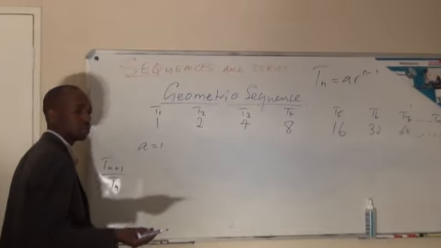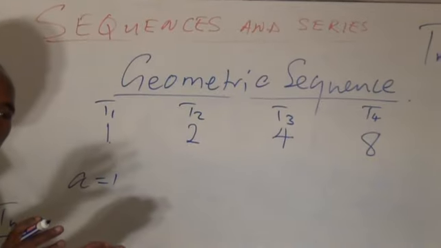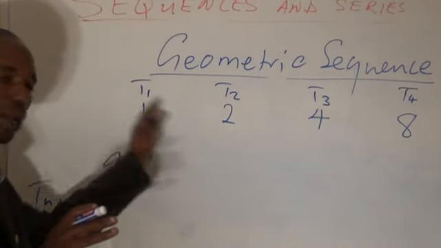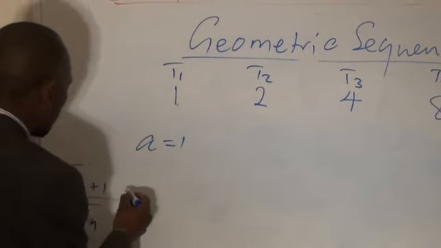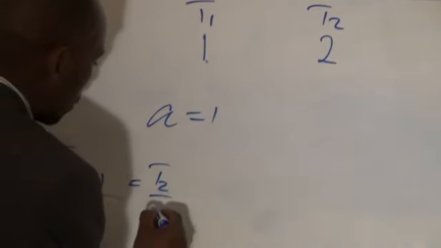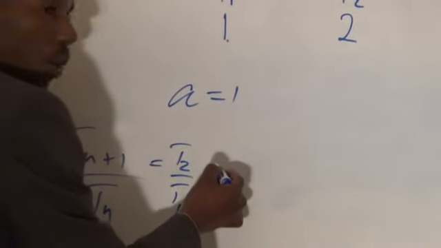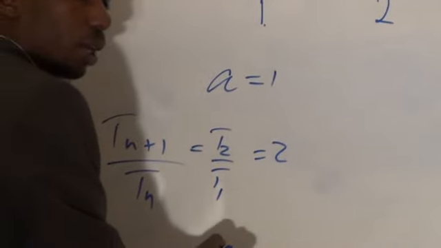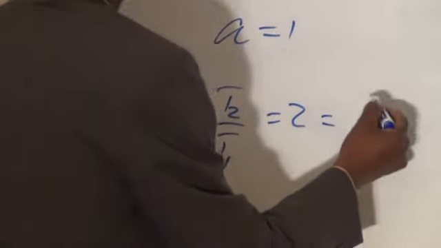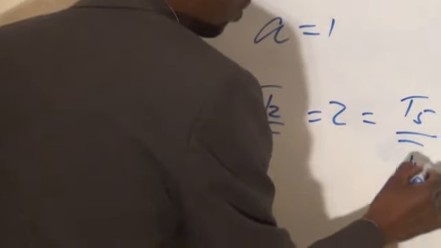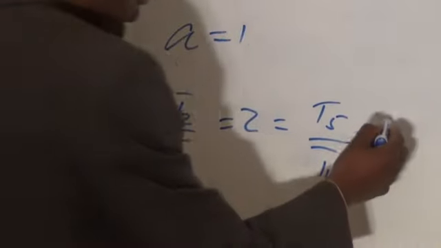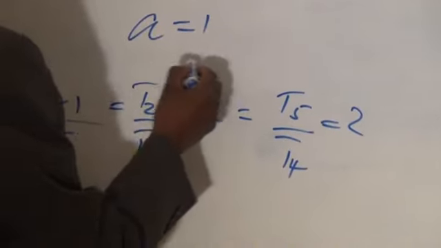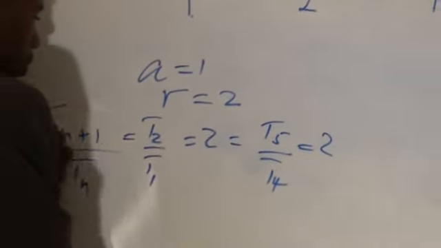Take any two terms, any pair, a term and its predecessor, and do the division. So let's take, for example, T2 divided by T1, that will be 2 divided by 1, which is equal to 2. Do you agree? Is it the same as T5 divided by T4? T5 will be 16 divided by T4, which will be 8, so that's again 2. So we now understand that our common ratio r is equal to 2 for this particular sequence.